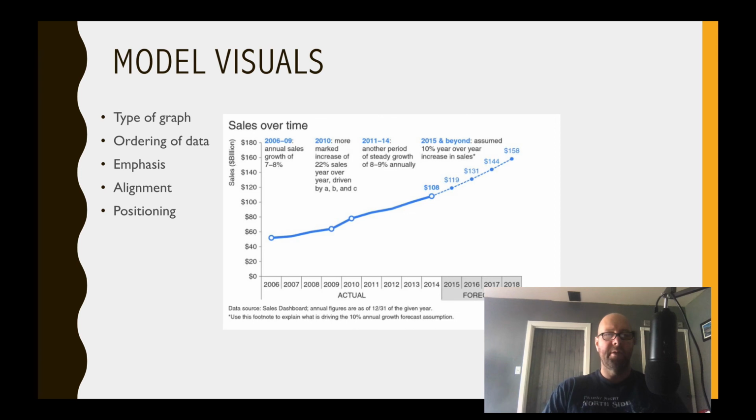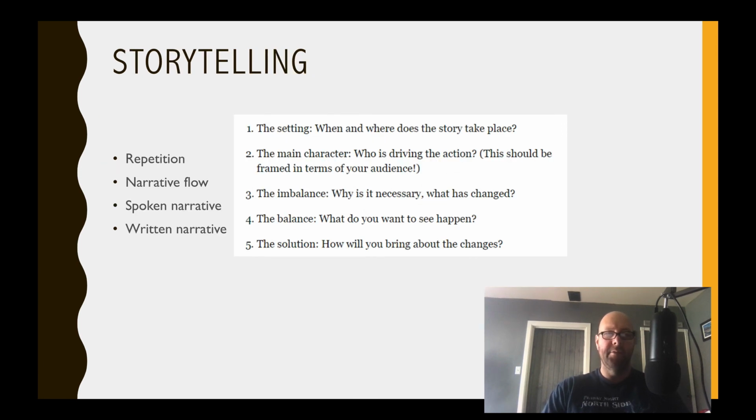Model visuals, types of graphs, ordering data, emphasis, storytelling, getting back to that. When and where does something happen? Who was the main character? What was necessary for this to happen? What's the balance of it? What's the solution? Have all this information down.